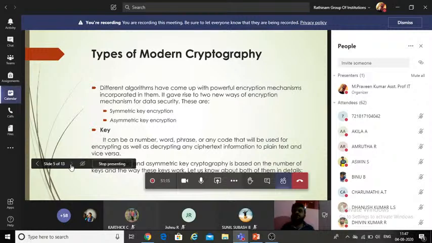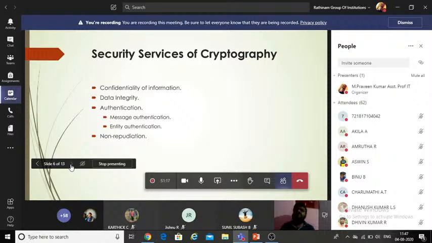Okay. And the next one is security services. We have seen some services in that: confidentiality, integrity, non-repudiation, authentication, and one more thing, that is access control. Nobody reminded that, correct? So we have 5 types of security services: confidentiality, data integrity, authentication, non-repudiation, and the 5th one is access control. Clear? So these 5 are the services in security.